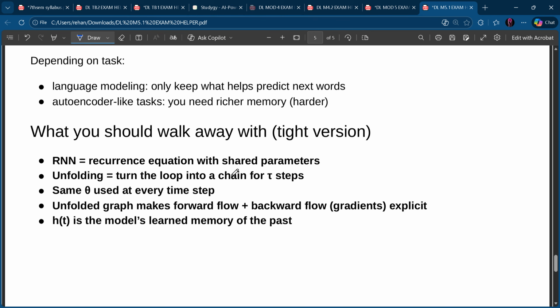So what you should walk away with is a complete overview. An RNN is a recurrent neural network, which is a recurrence equation with shared parameters. Unfolding is nothing but turning the loop into a chain for t steps. The same parameter theta and the same transition function f are used at every step. The unfolded graph makes forward flow plus backward flow explicit. h_t is the model's learned memory of the past, so whatever happened in the past will be remembered in h_t. If you talk about h_{t+1}, it will remember everything, including h_t. That is about unfolding, guys. We'll see in the next.